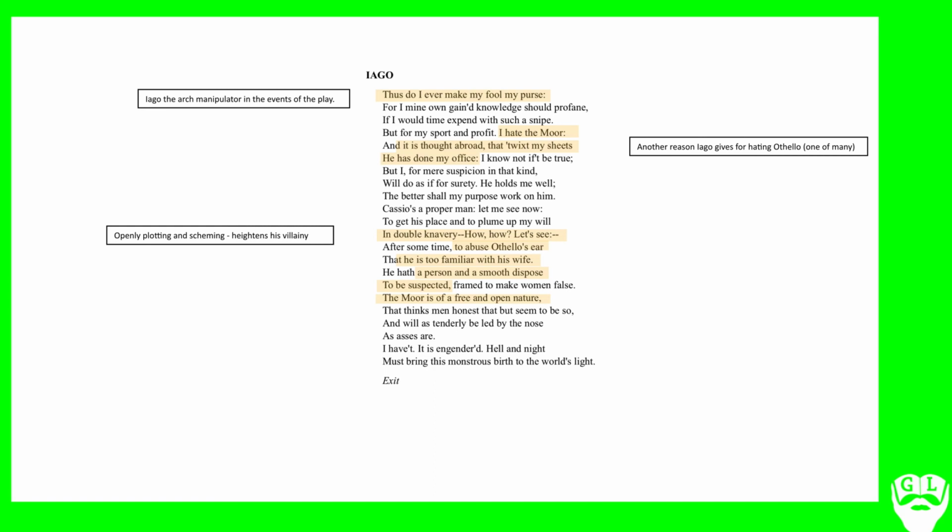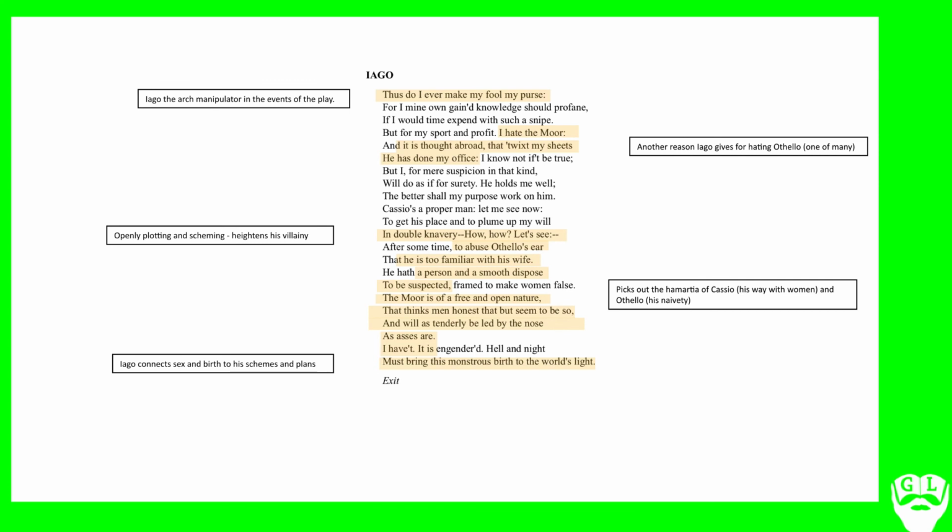And he also mentions how the Moor is of a free and open nature, that thinks men honest that but seem to be so, and will as tenderly be led by the nose as asses are. He knows the hamartia of Cassio, the fact that Cassio is quite a womanizer, and how Othello is naive and too all-believing. And he's willing to manipulate those and expose those to get what he needs. He says at the end, I have it, it is engendered, hell and night must bring this monstrous birth to the world's light. Notice how he connects here the idea of sex and birth. The monstrous birth is going to come about through infidelity.